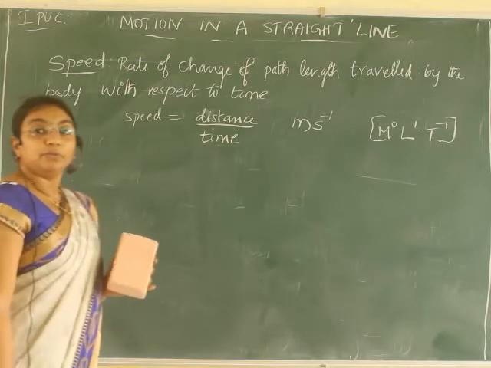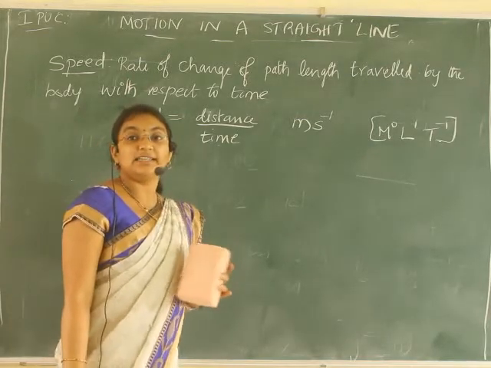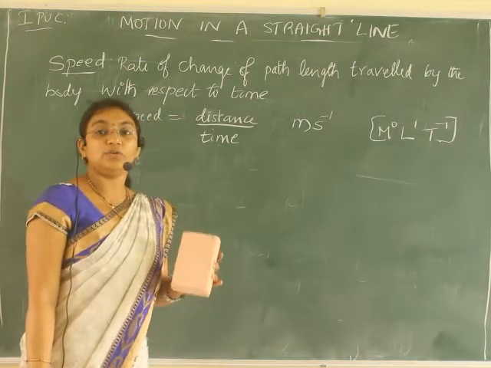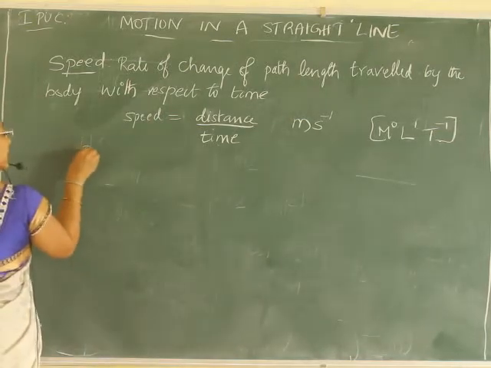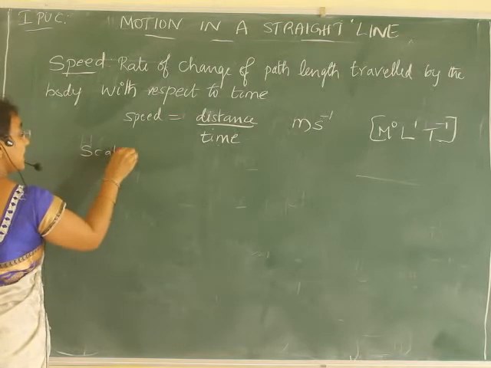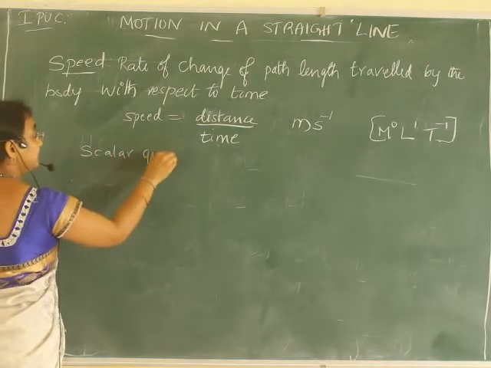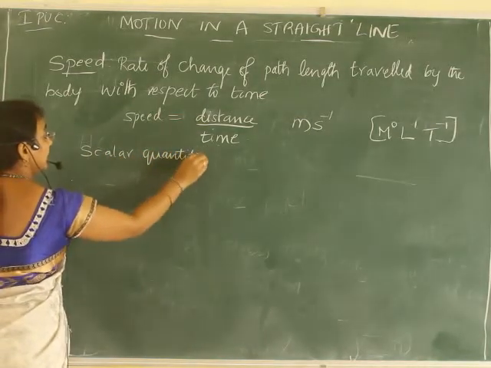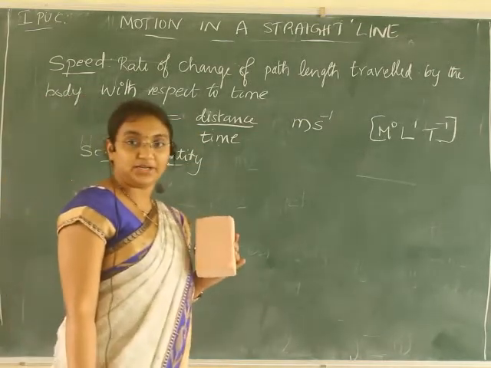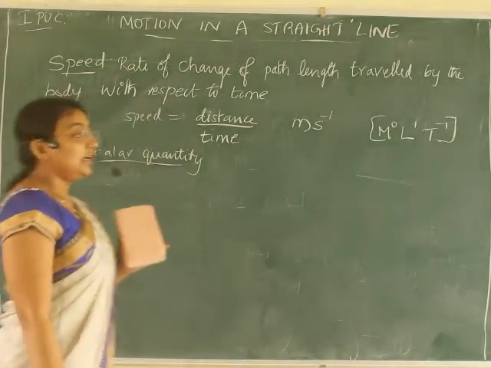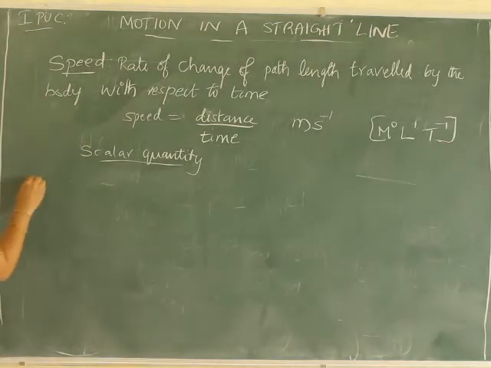When we calculate speed, we don't see the direction. We see only the magnitude. So, speed is a scalar quantity. It has only magnitude and no direction. Understood? Now I want to speak about velocity.